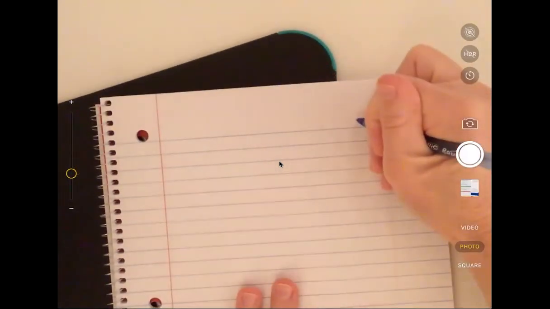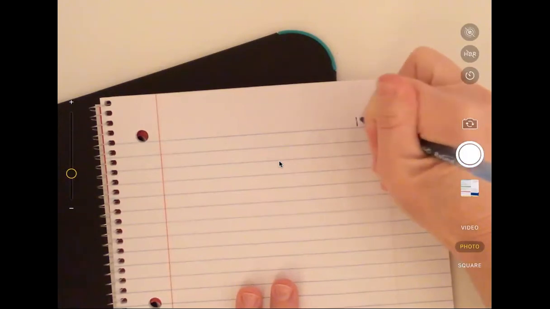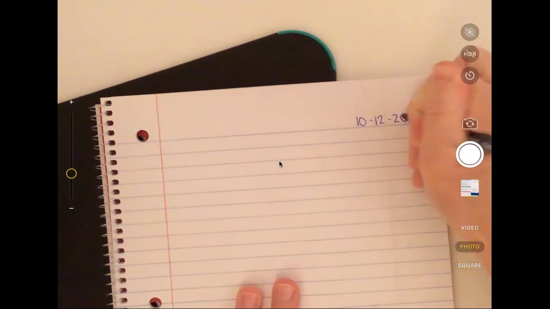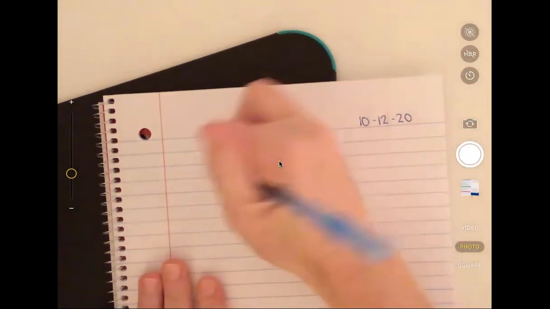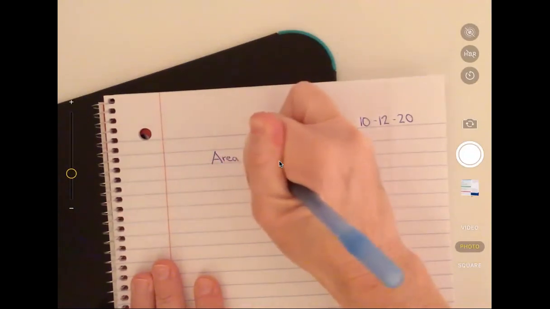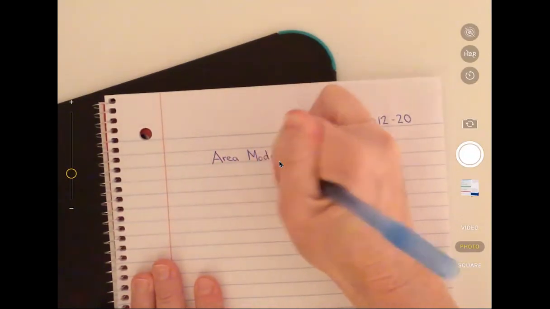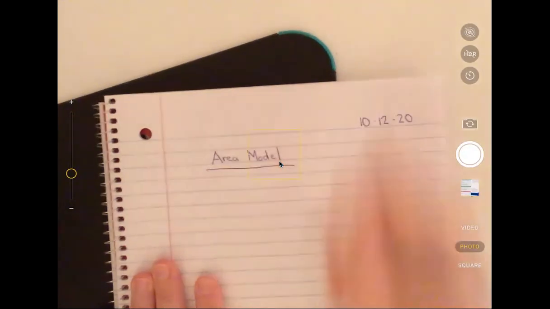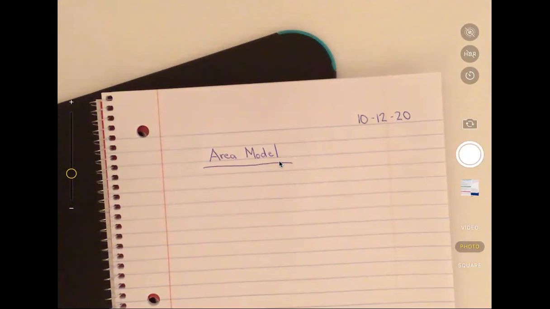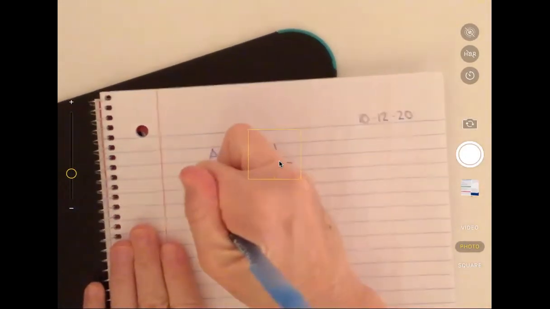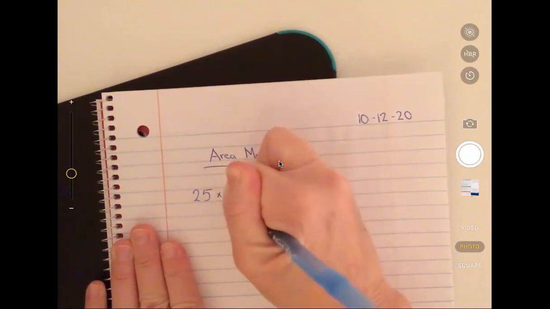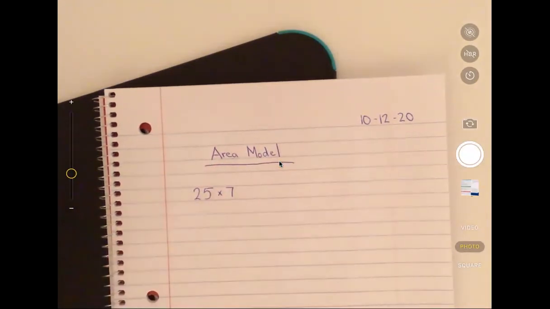So if you're in your journal, your spiral notebook, today is 10-12-20, and I'm going to title this Area Model. So what we're going to be practicing is 2 by 1 multiplication. So for example, if we had the equation 25 times 7, we're going to be drawing these.